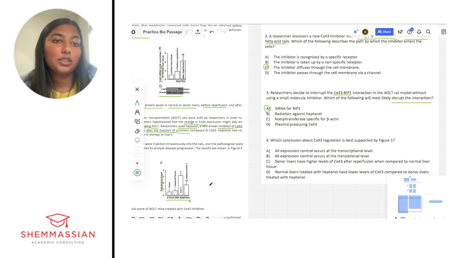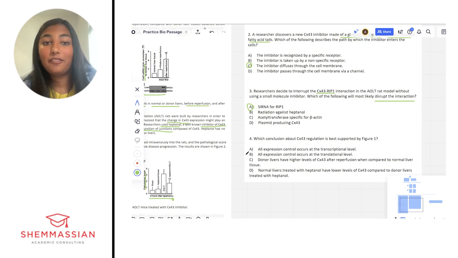So A, all expression control occurs at the transcriptional level, and B, all expression control occurs at the translational level. So here we have two extreme answers, and if we look at the figure, we do see that there are changes in mRNA expression between groups, and there are changes in protein expression between groups, right? Like, the bars are of different heights in the first figure, and the protein doesn't show up in certain columns of the second figure. So that means that there are effects in both the transcriptional and translational realms. So I don't think we can say that all of the expressional control happens on one of these levels. And for those reasons, we can go ahead and eliminate A and B.